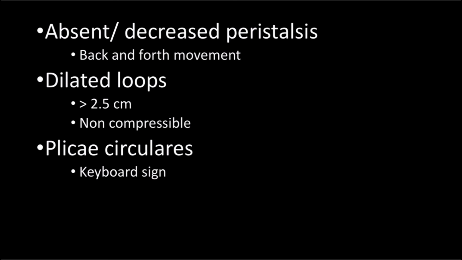The findings that have been published to diagnose small bowel obstruction on ultrasound are abnormal peristalsis with that classic back and forth movement. In healthy patients, as we stated, intraluminal echogenic content moves in one direction. Additionally, findings are dilated loops of bowel that are non-compressible above 2.5 centimeters, and the plicae circularis, or that keyboard sign that we depicted.